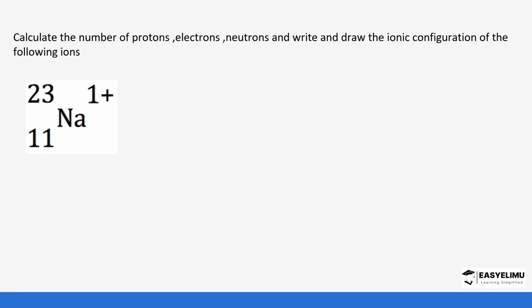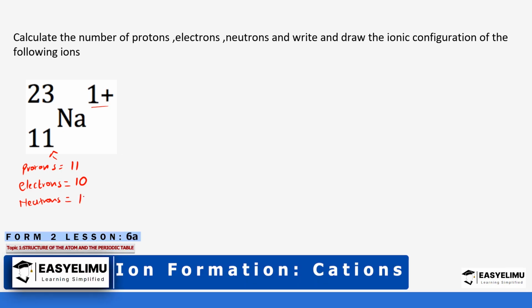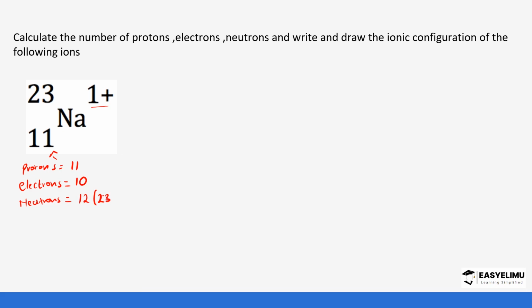So we are going to show the number of protons, electrons, neutrons, and draw the ionic configuration of the following ions. So first of all, the number of protons is 11 from the atomic number. The number of electrons is not the same as the number of protons because you can see 1 plus, it means it has lost 1 electron. So the number of electrons becomes 10. The number of neutrons also is not interfered with. That is going to be 12, and we get 12 by 23 minus 11.